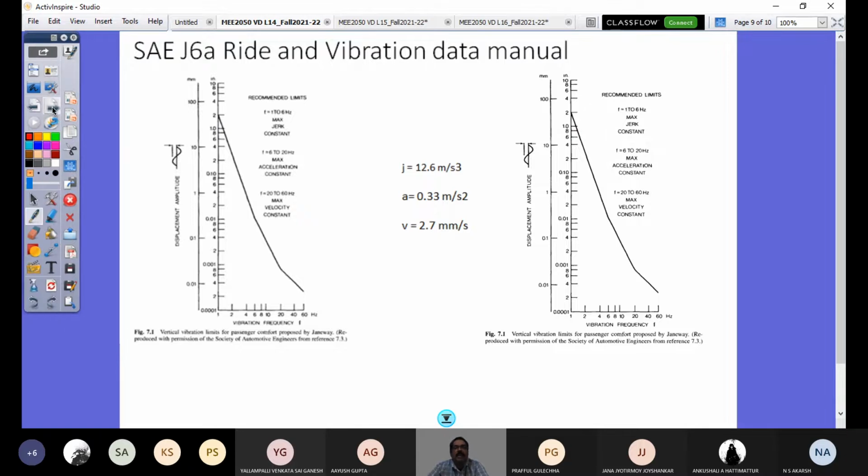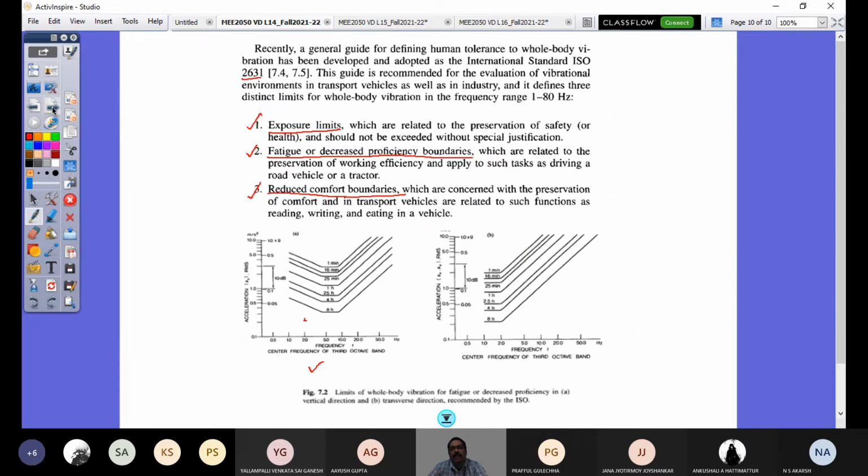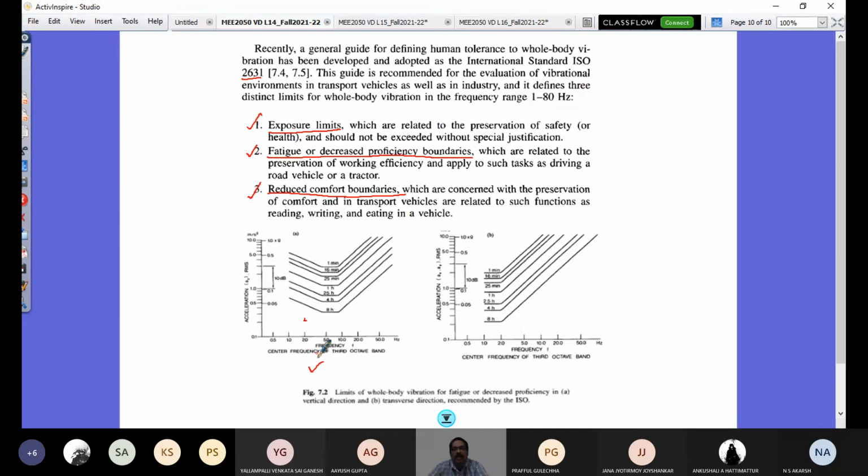Similarly, you also have other standards from ISO for the frequency range 1 to 80 hertz with this three-part segregation here again. You have many stacked curves from 1 minute to 8 hours, which represent the variation of RMS acceleration in the X, Y and Z directions. These are measured through what is called the seat pad accelerometer, which you have seen in our earlier slide from the road test.